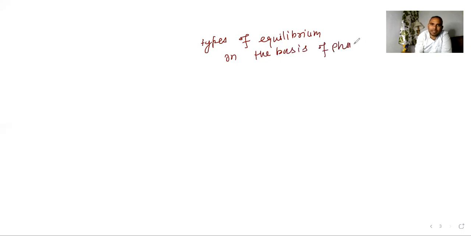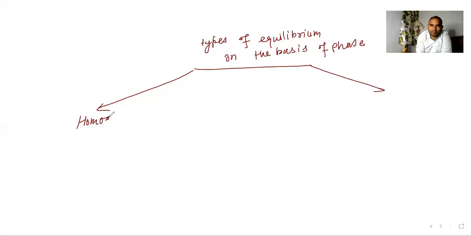So let's move to another point. If you apply equilibrium, firstly try to learn the types of equilibrium. This is also there in your AP curriculum. On the basis of phase, you must have read this. Can you tell me, on the basis of phase, how many types of equilibrium are there? Homogeneous and heterogeneous, two types.